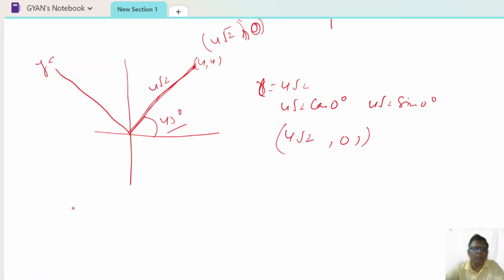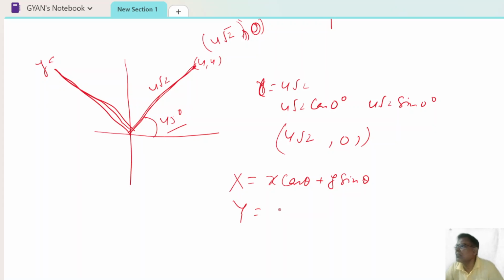Now, if you are rotating the coordinate axis, what will the coordinates become? The new coordinates will be like this: x is equal to x cos theta plus y sin theta, and y is equal to minus x sin theta plus y cos theta. So let us solve one question.